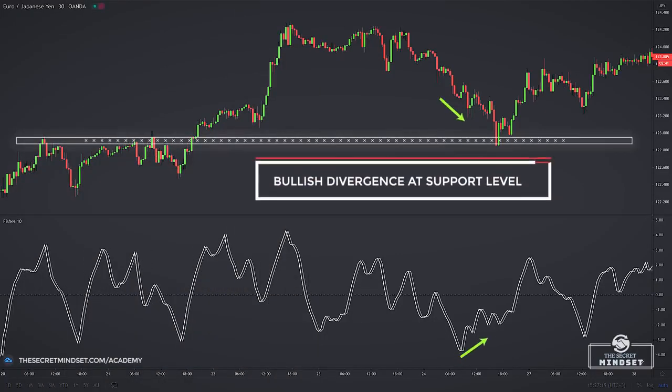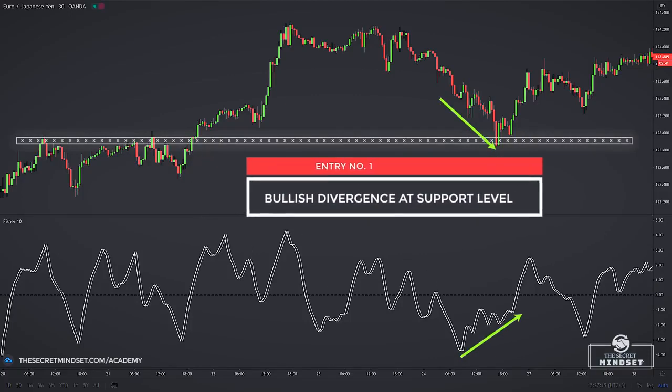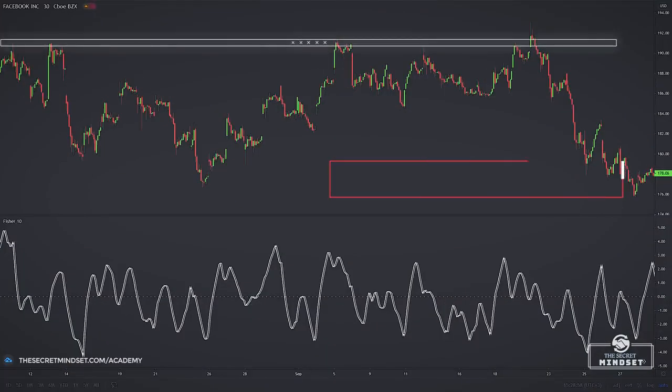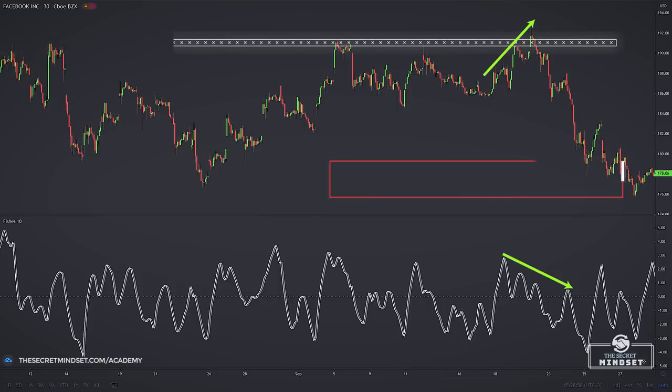A buy entry signal occurs when you spot a bullish divergence at a support level. It happens when the price forms a lower low and the corresponding Fisher transform value indicates a higher low. A sell signal occurs when you spot a bearish divergence at a resistance level, meaning when the price forms a higher high and the corresponding Fisher transform value is a lower high.